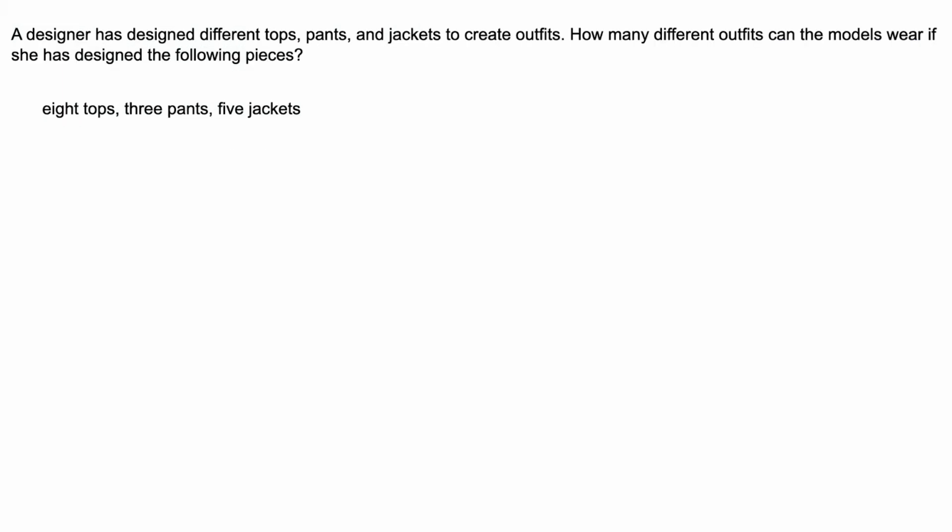A designer has designed different tops, pants, and jackets to create outfits. How many different outfits can the models wear if she designed the following pieces? 8 tops, 3 pants, and 5 jackets. So here I'm going to start by drawing a tree diagram to see if we can find a pattern. Next, I'm going to use that pattern to find my final answer, and I'll show you what I'm talking about.